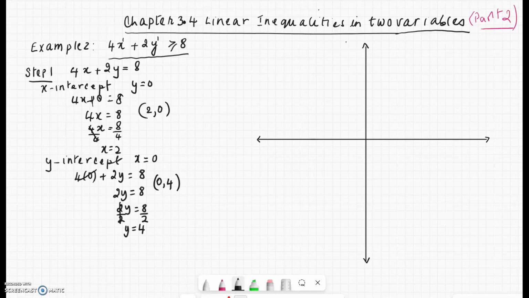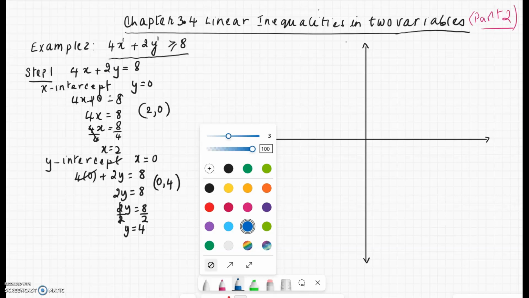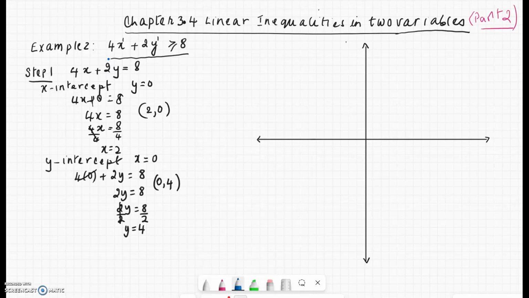So we have the 2 points. Let's plot the 2 points. The 2 points are 2, 0. So let's say this is 1 and that's 2. So 2, 0 is this. That's the point 2, 0. And 0, 4. So 1, 2, 3, 4. So let's say that's a 4. And 0, 4 sits on the y-axis because it is the y-intercept.